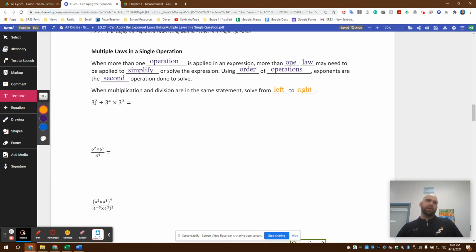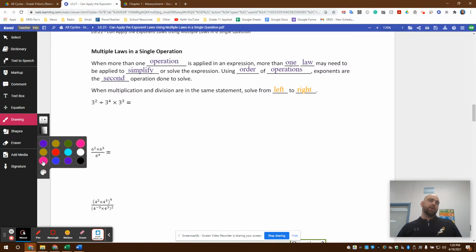Let's look at the first one here. We have 3 squared divided by 3 to the power 4 times 3 cubed. We have division and multiplication. So what we're going to do is start with the first operation, which is division, and then do the second one, which was multiplication. Now, it's not because in BEDMAS division comes first. That is because in this case, division comes first here.